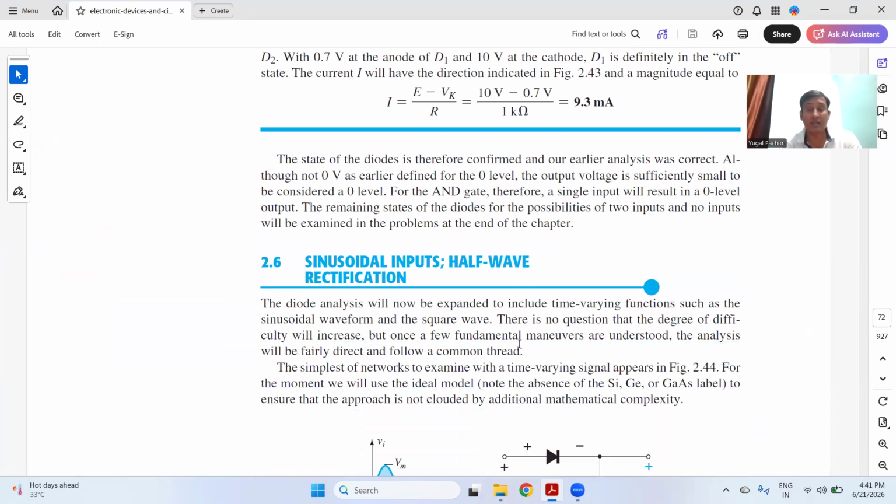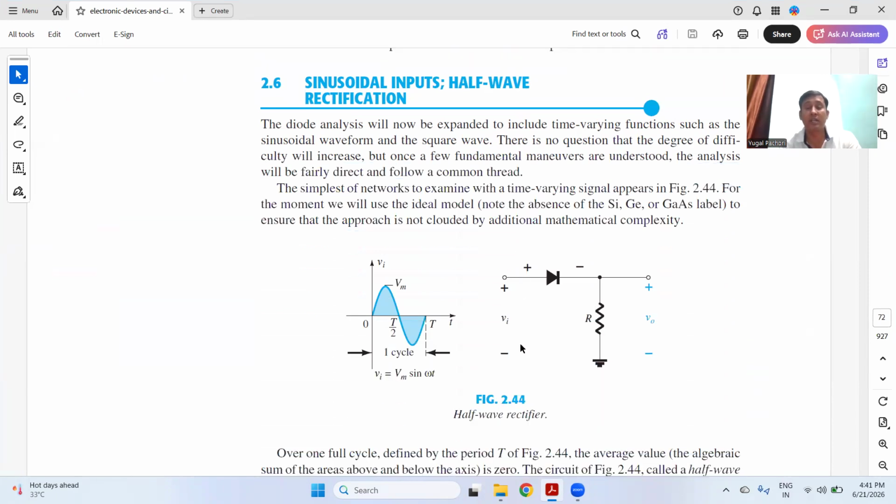So, friends, there are two types of diode modes. The diode works in two modes: one is forward biased and the other is reverse biased. But basically, the diode is used for various types of applications. One of the applications is rectification, that is the half wave rectification and the full wave rectification.